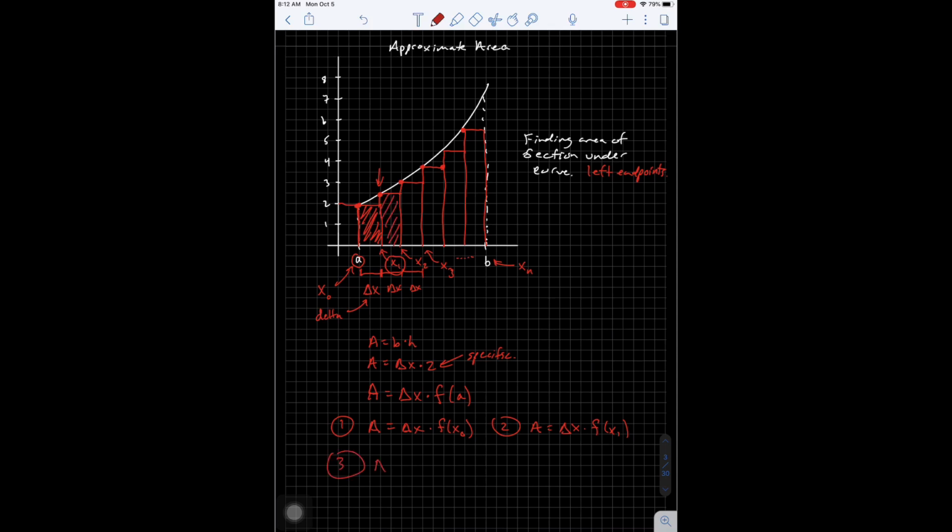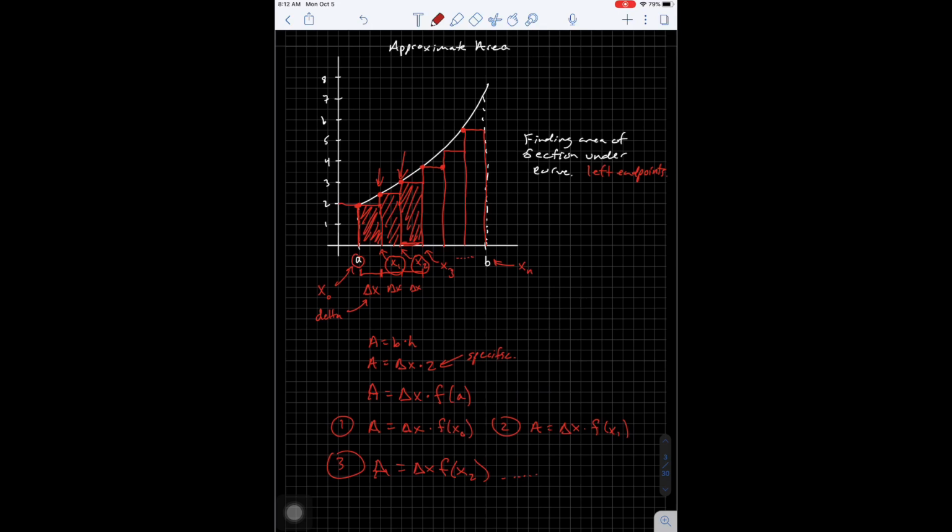That would be this rectangle. The third rectangle, the area is going to be delta x, the width again right here. Now what's the height of this guy? Well, it's the value at this place right there. And that value right there we called x sub 2. So you start getting the pattern. That's the idea all the way up to how far do we go?